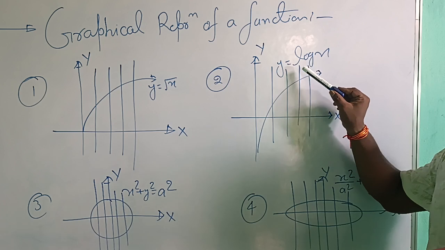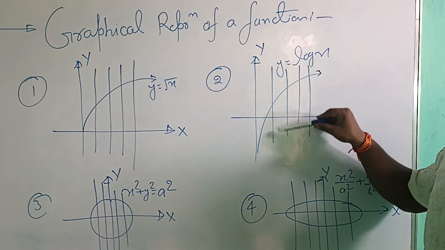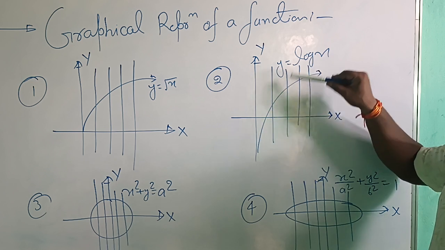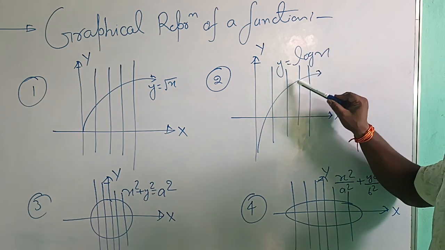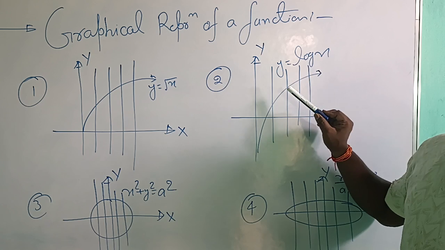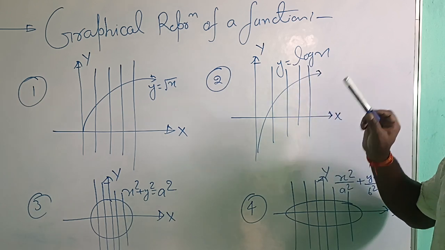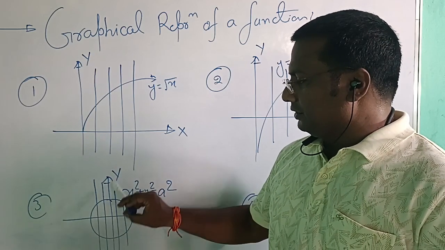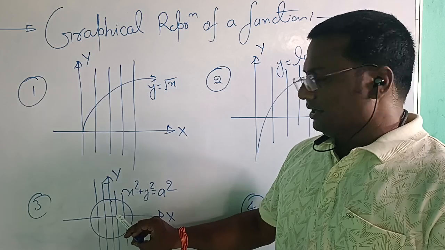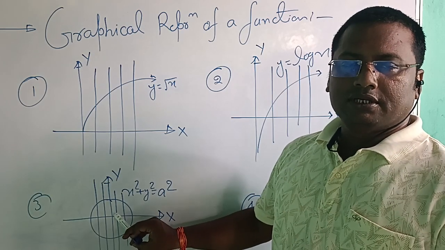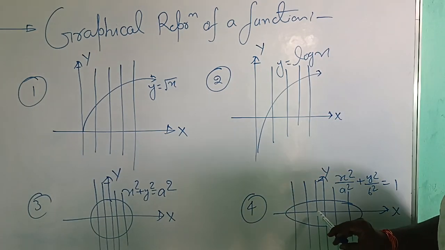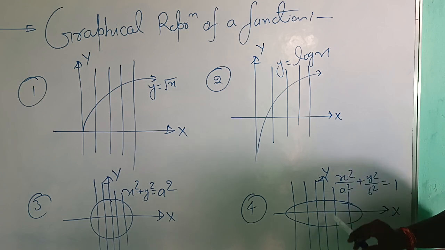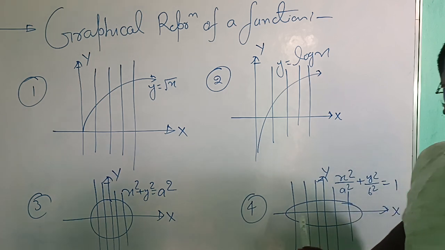Here also, this is the graph of log x. If you draw a line parallel to the y-axis, this line cuts the given curve at one and only one point. That means this is a function. Here this is x square plus y square. If you draw a line parallel to the y-axis, this line cuts the given curve at more than one point. That is not a function. Here also, this is the graph of an ellipse. If you draw a line parallel to the y-axis, this line cuts the given curve at more than one point. That means this is not a function.